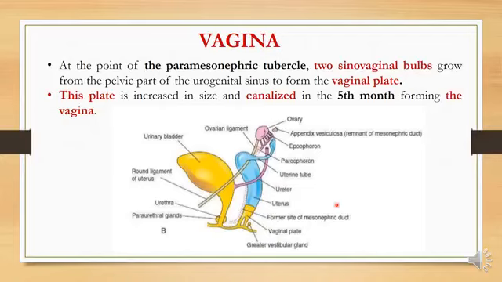At the point of the paramesonephric tubercle, where they produce the uterine canal, you can see two sinovaginal bulbs grow from the pelvic part of the urogenital sinus, forming the vaginal plate. This plate increases in size and canalizes in the fifth month, forming the vagina.